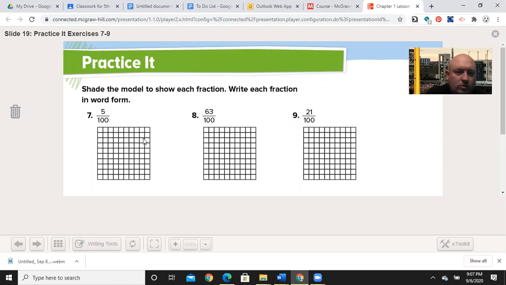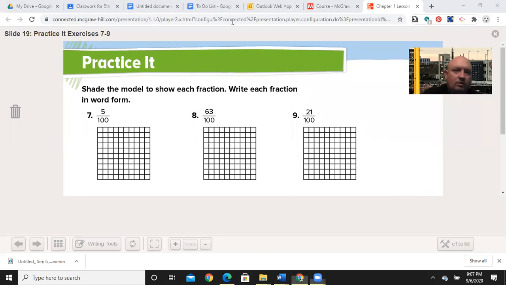Now let's do numbers 7 and 9. That way we space it out. I want you to pause the video, do 7 and 9, and come back and check it out when you're done. Welcome back. Let's go ahead and get our annotate tool again.